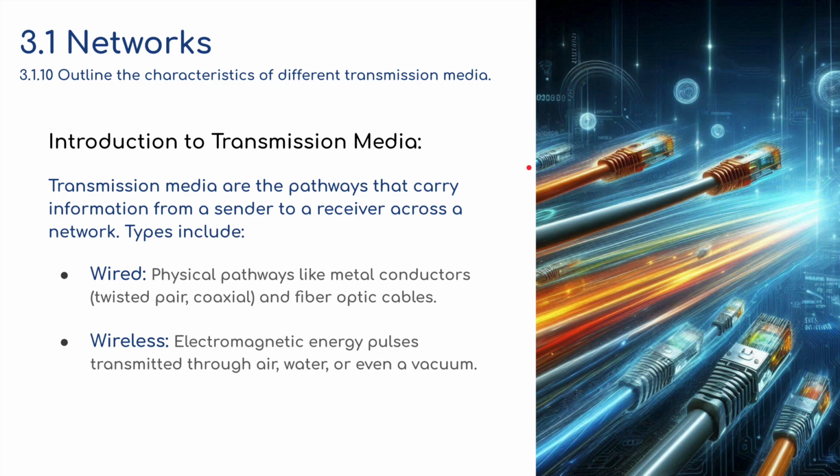Introduction to transmission media. Transmission media are the pathways that carry information from a sender to a receiver across a network. These types include wired, physical pathways with metal conductors, twisted pairs or coaxial, and fiber optic cables. Wireless would be electromagnetic energy pulses transmitted through the air, through water, or even a vacuum.